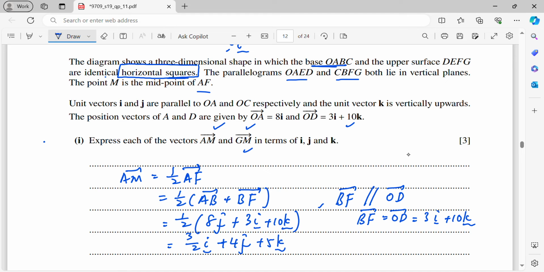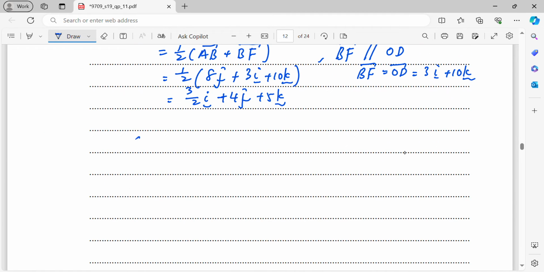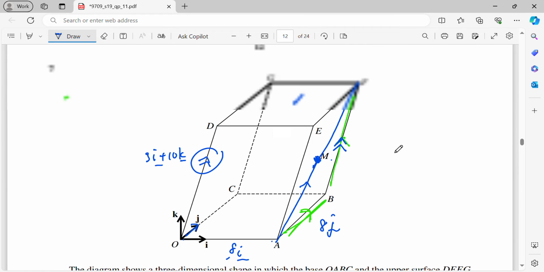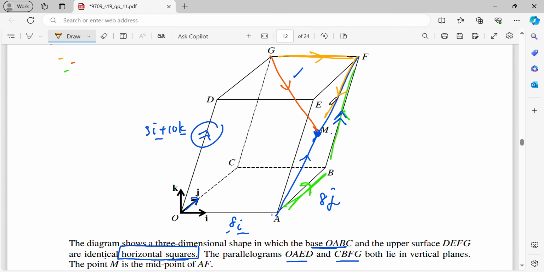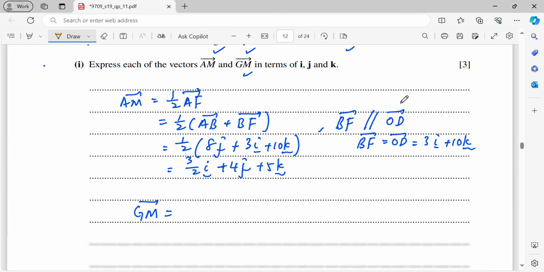Now to get the GM, okay, so GM, now look at here, GM. So GM is basically GF plus FM. That is your GM, right? So now I will write down GF plus FM.